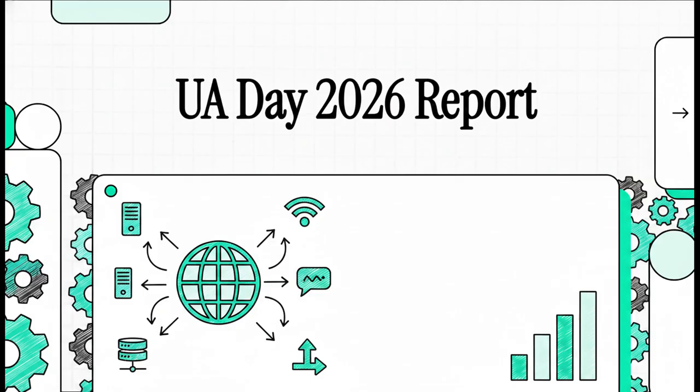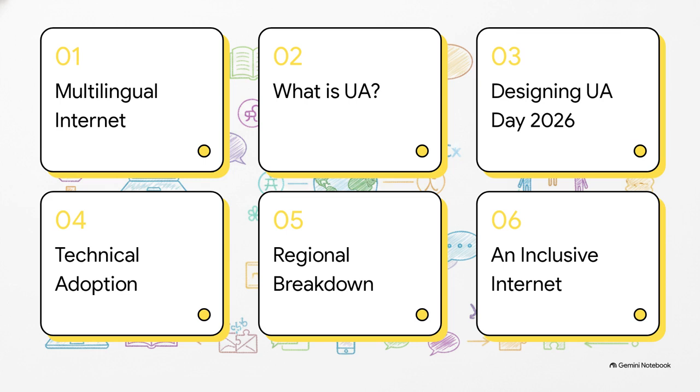Our goal today is to see exactly how global organizations are actively rewiring the web to build a truly inclusive, multilingual internet. And we're going to use the hard data from this report to show you exactly how they're doing it. Here's our roadmap for today. We're going to cover the multilingual internet problem, what universal acceptance actually is, designing UA Day 2026, shifting to technical adoption, a global regional breakdown, and finally, toward an inclusive internet. Let's get right into it.